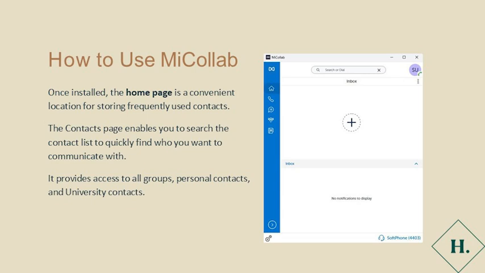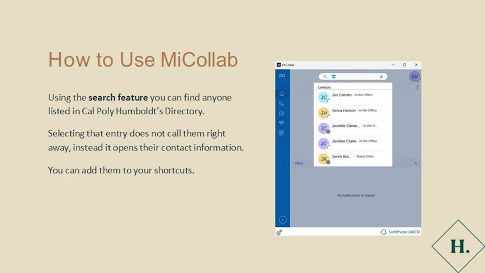How to use MyCollab. Once installed, the home page is a convenient location for storing frequently used contacts. The Contacts page enables you to search the contact list to quickly find who you want to communicate with. It provides access to all groups, personal contacts, and university contacts. Using the search feature, you can find anyone listed in Cal Poly Humboldt's directory.